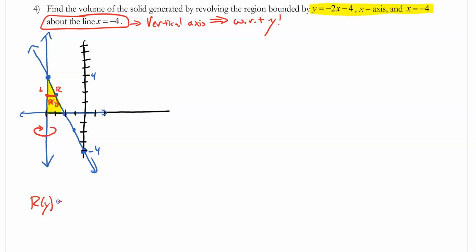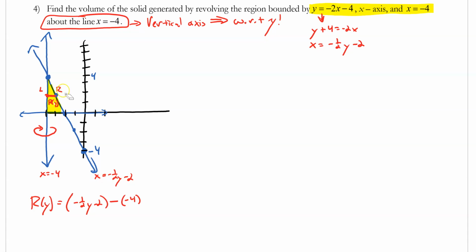So r of y is equal to my line. Now, my line, I have to actually solve for x. So I'd have y plus 4 equals -2x. So x equals -1/2 y minus 2. Divide both of those by 2. So we're going to have our right function, which is -1/2 y minus 2, minus our left function, which is -4. Remember, this is x equals -4. This is x equals -1/2 y minus 2. Okay, so right minus left.